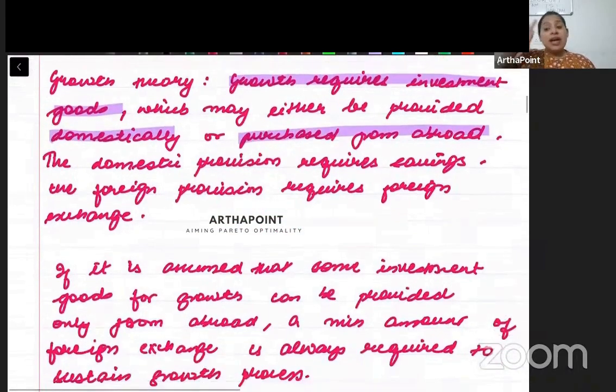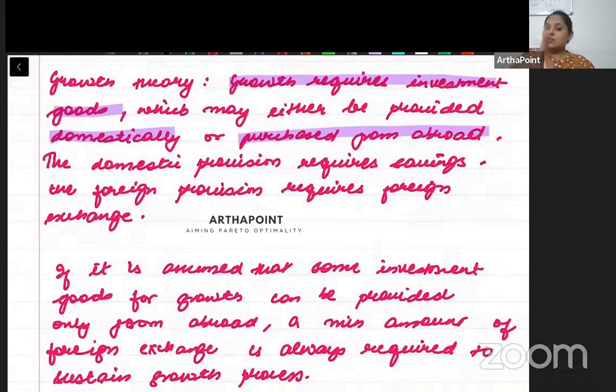ठीक है. अब अगर मेरे को इन्वेस्टमेंट चाहिए तो इन्वेस्टमेंट कहां से आएगी? सेविंग्स से आएगी.